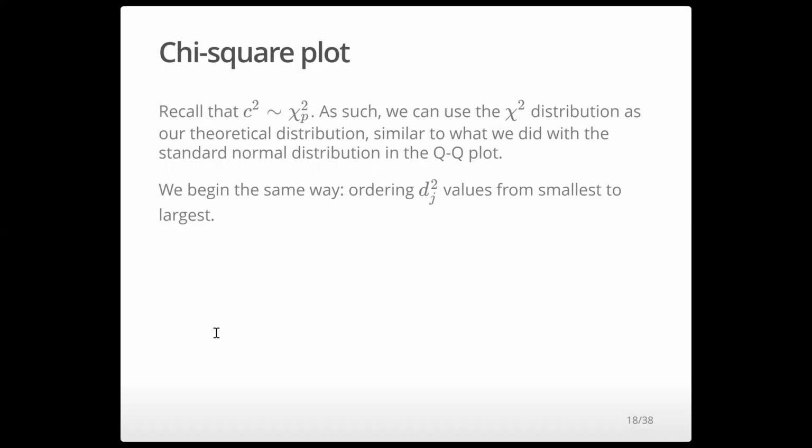And so we can recall that c squared is distributed chi-squared with p degrees of freedom. So we can use the chi-squared distribution as our reference distribution, our theoretical distribution, and do basically the same thing we did with the standard normal distribution in the QQ plot. So we begin the same way. We get our d squared values, order them from largest to smallest, and then we're going to compare them to quantiles of the chi-squared distribution.